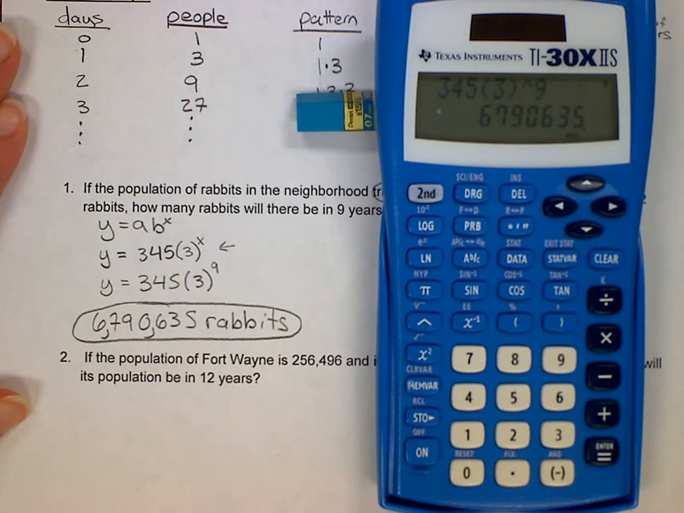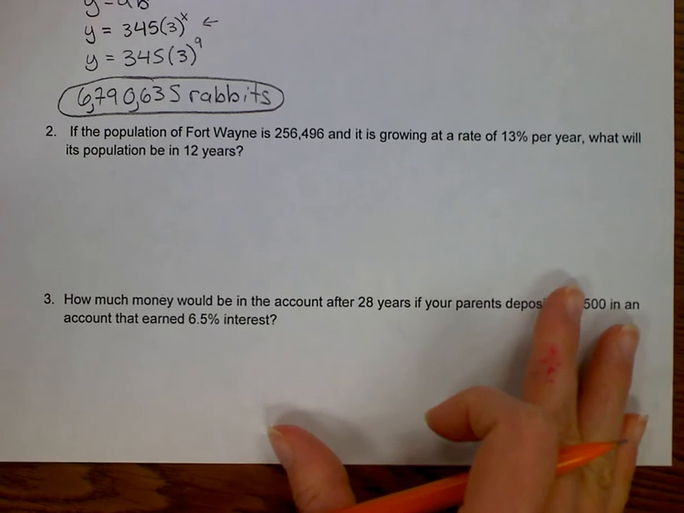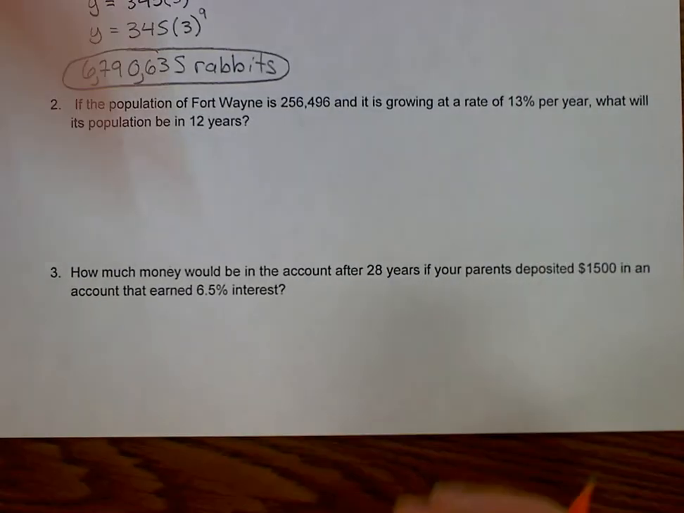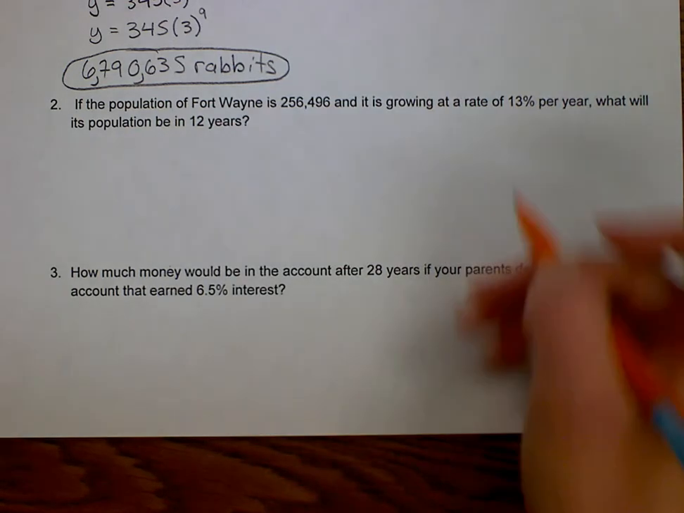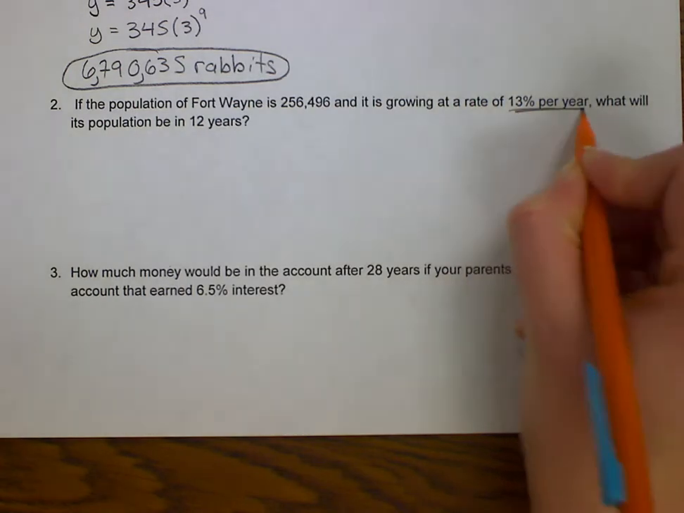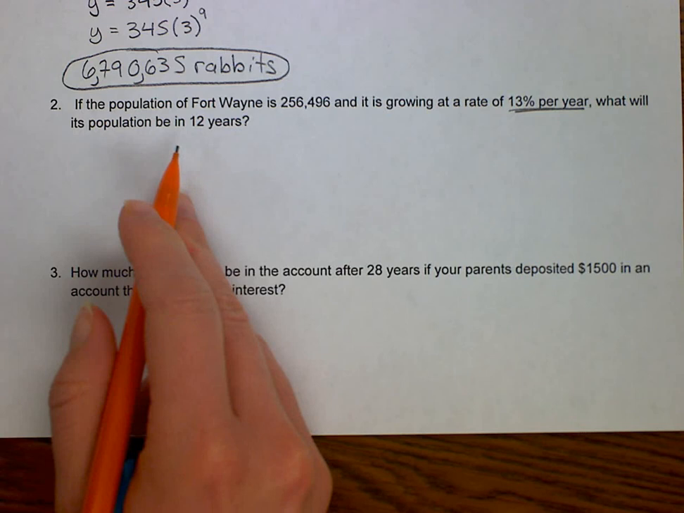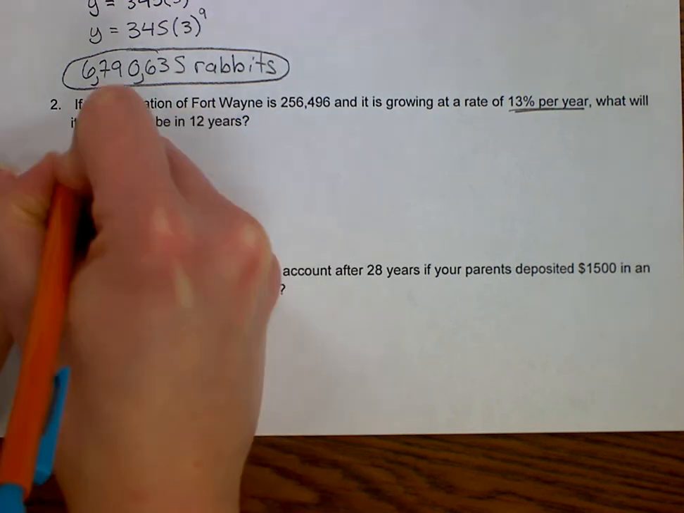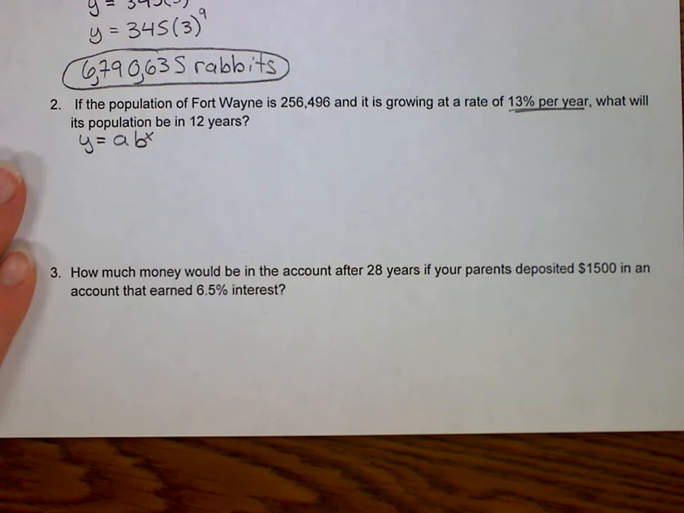Okay, let's move on to the second one. If the population of Fort Wayne is 256,496 and is growing at a rate of 13% per year, what will the population be in 12 years? So we have a few pieces of information. We're still going to start with our y equals ab to the power of x.